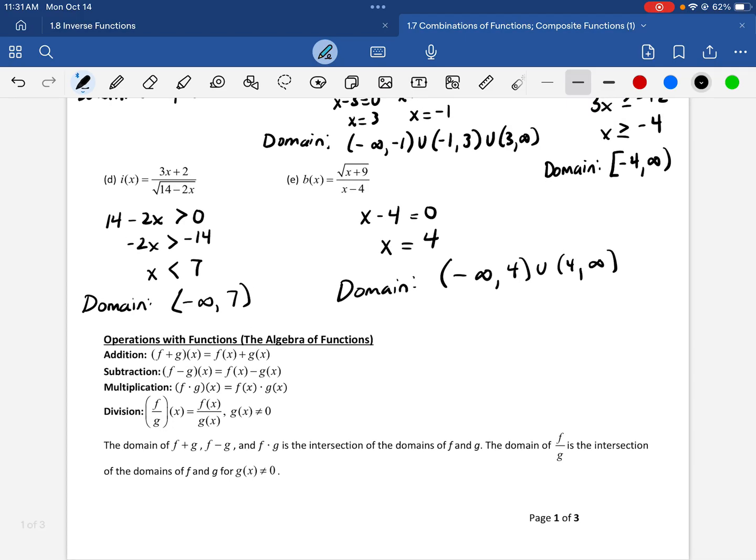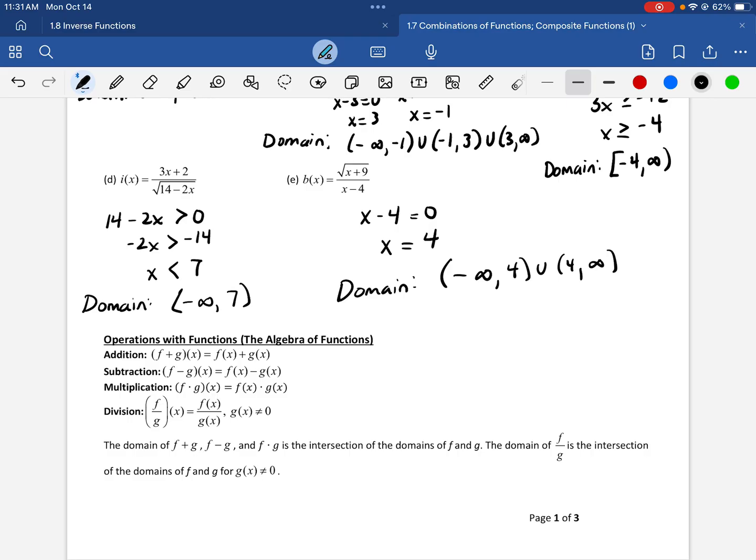All right, going on to the rest, the next part of this section is talking about operations with functions. Mainly this is all just knowing the notation, knowing that if they put f plus g of x, that you're going to add function f to function g. Same for subtraction, multiplication, and division.